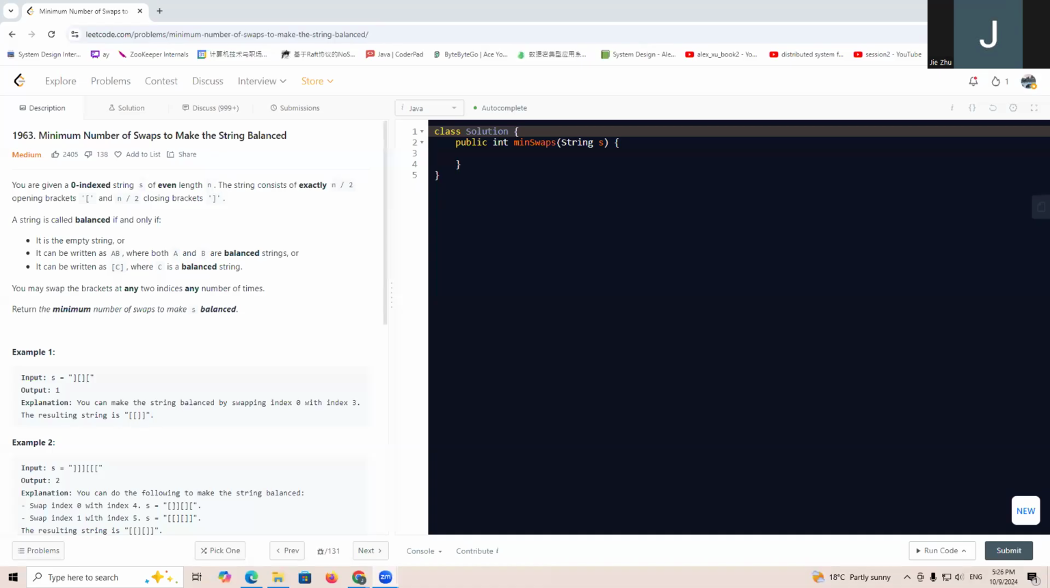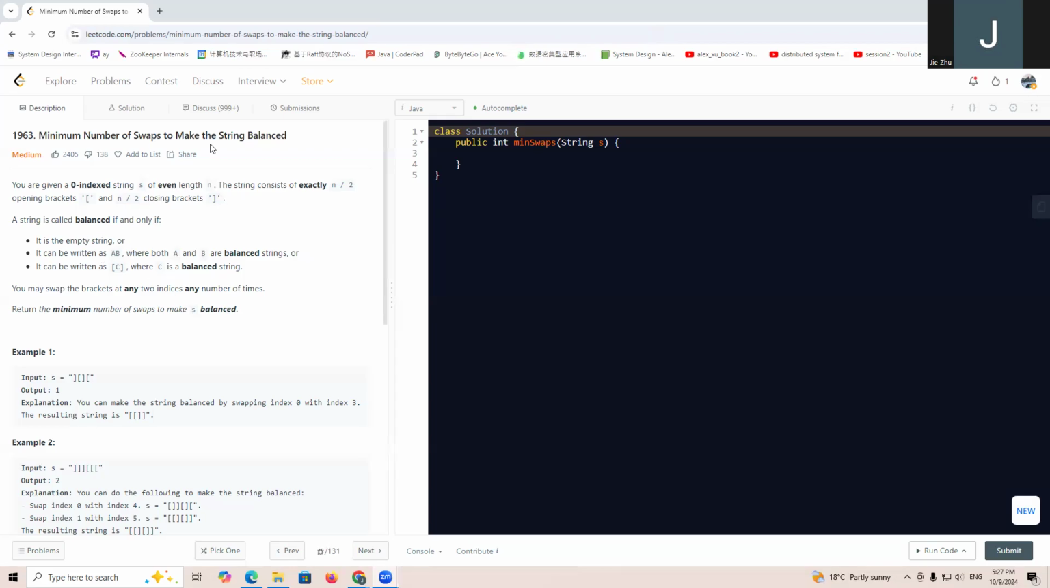Let's go through LeetCode 1963, minimal number of swaps to make a string balanced. For this question, it gives us a string composed of opening brackets and closing brackets. The first thing is that the length of S is even, and there are half opening brackets and half closing brackets. So it asks what's the minimum number of swaps to make S balanced.